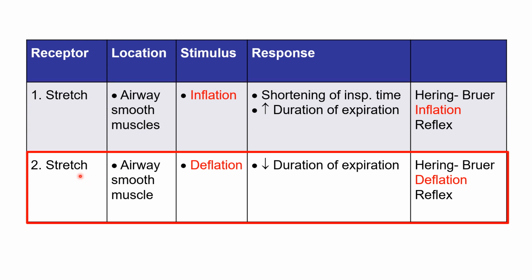Stimulation of your stretch receptor, also located in your airway smooth muscle during deflation, is going to trigger a diminution in the duration of your expiration. This is known as your Hering-Breuer deflation reflex. And this Hering-Breuer deflation reflex is stimulated by deflation, and the response is to prevent over-deflation.